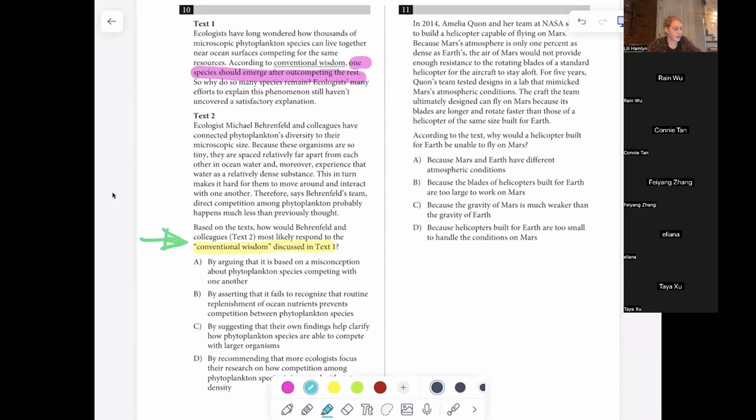Yeah, okay, fantastic. The correct answer is that it's based on a misconception about the species competing with one another, and this misconception is shown clearly here when it says that direct competition happens less than previously thought. So the conventional wisdom is wrong. All right, fab. Any questions on that before we move on to the next one?